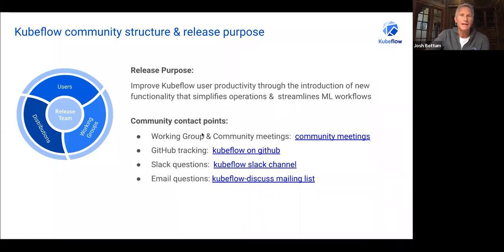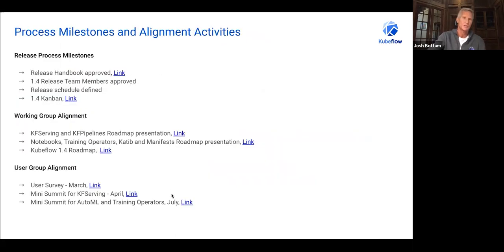So I find it is important to give this mission statement or direction of why we do releases. The other part is that we give a lot of contact points for folks to engage with the community. So we have working group and community meetings. We have the GitHub tracking. We have Slack questions that are answered, as well as email questions.